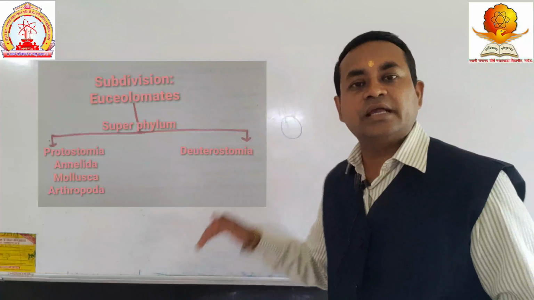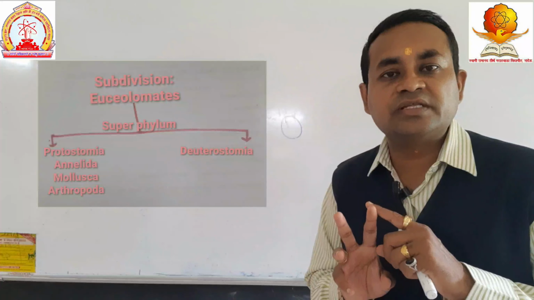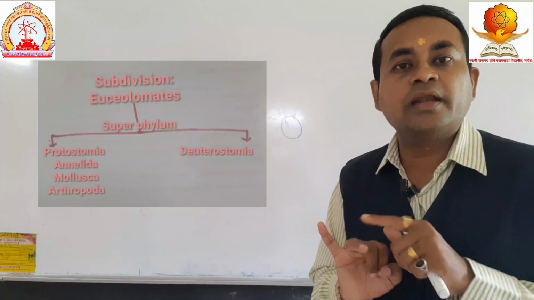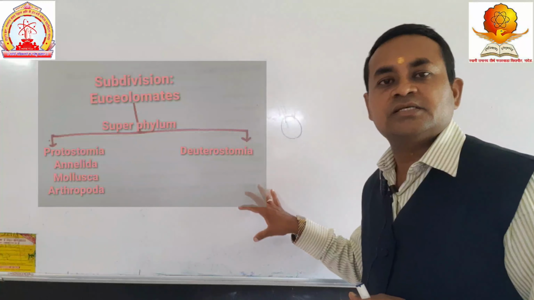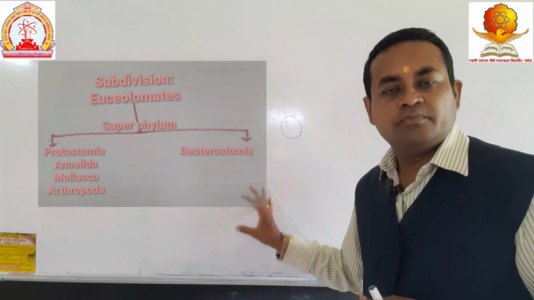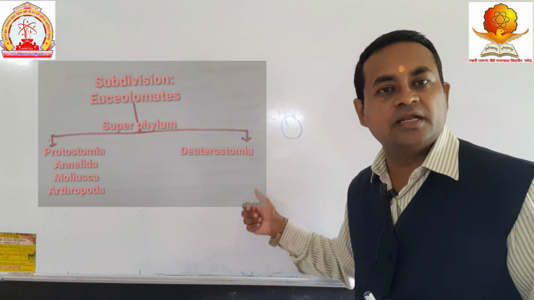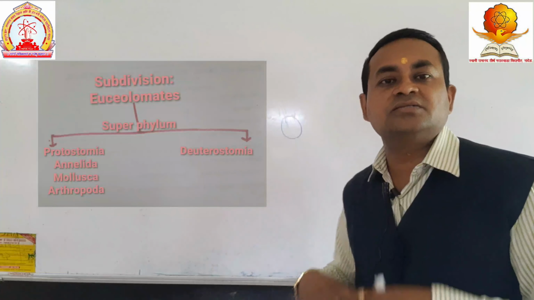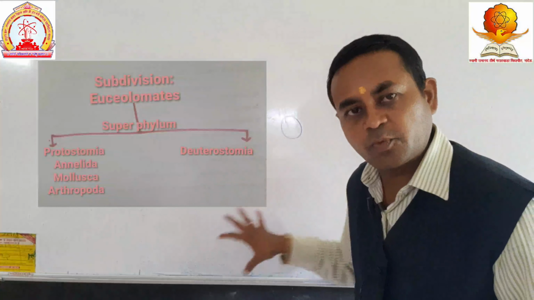And here in the protostomia, mostly three phyla are included: Annelida, Arthropoda and Mollusca. These are the three important phyla present in the protostomia. Annelida means segmented body, Arthropoda means jointed legs, and Mollusca means shells are present.